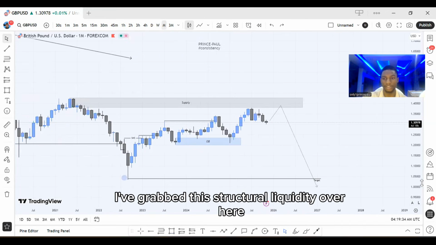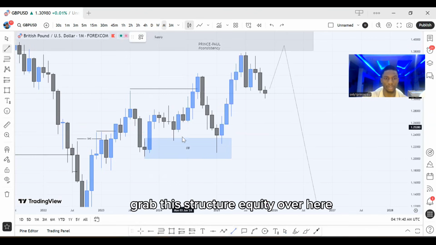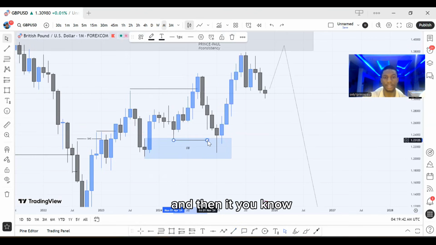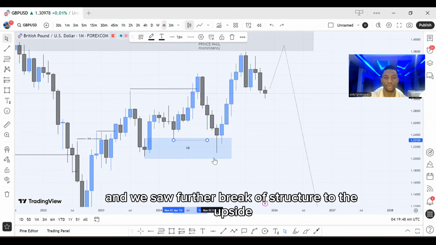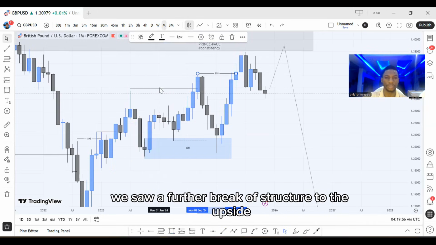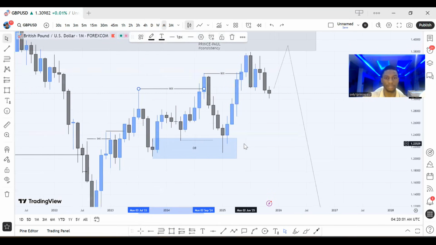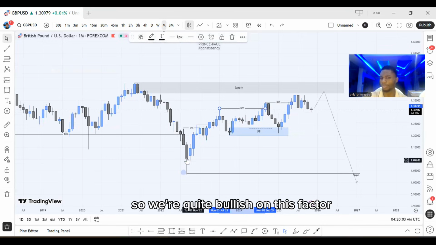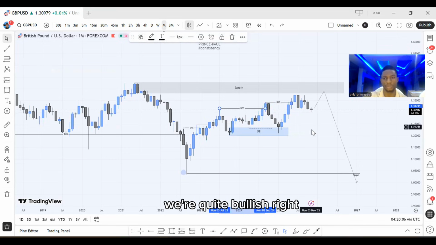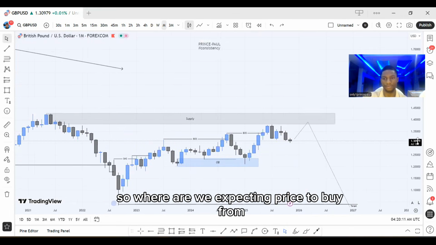After it has grabbed this structural liquidity over here, and then it mitigated the order block, and we saw another break of structure to the upside, right? Still on the monthly time frame, mind you. So we are quite bullish on this fractal. We're quite bullish, right? So where are we expecting price to buy from?